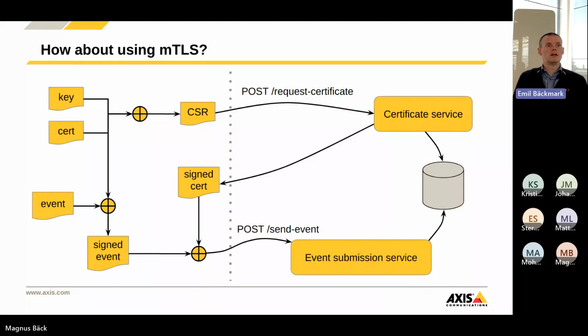So one thing in the flow, usually these certificate services, you don't post your signed event back to them. What happens is you get a signed certificate, and then the client who is doing the mutual TLS needs to trust the CA, because there is another CA certificate that is issued by the certificate service.